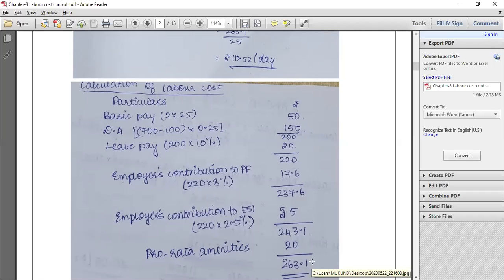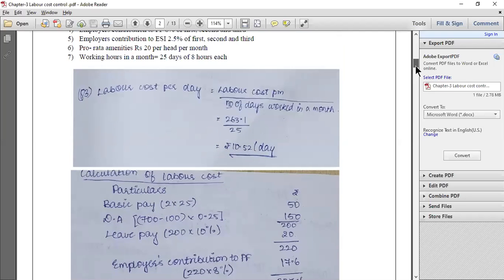Now in the question they are asking what your labor cost per day is. So 263.1 is the labor cost per month. If you want it for 1 day, what we have to do is divide by the total number of working days in a month. The total number of working days in a month is 25 days.